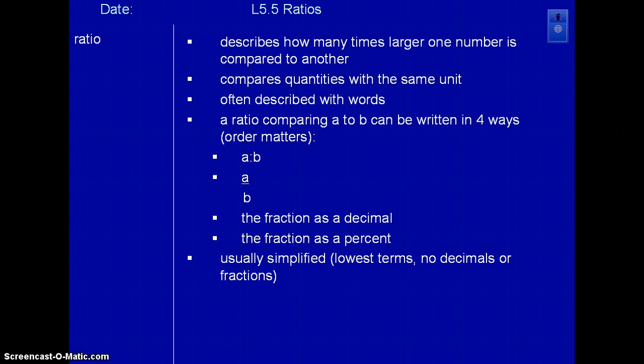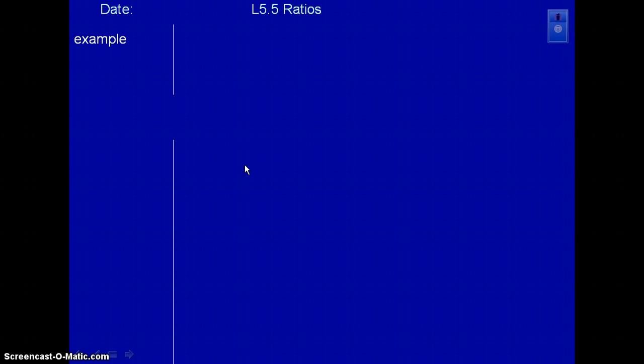Ratios are usually simplified in lowest terms. We wouldn't use decimals or fractions in a ratio if possible, as far as each individual part. Ratios are sometimes represented as a decimal, but not a decimal within as one of the 2 parts.